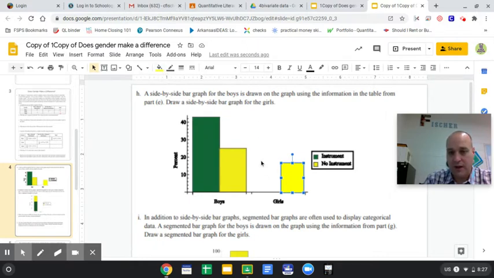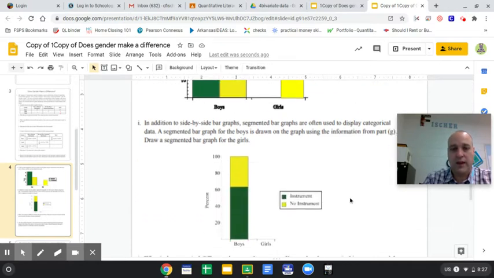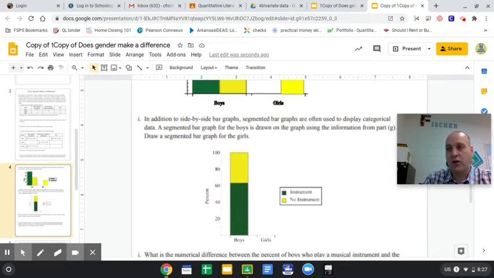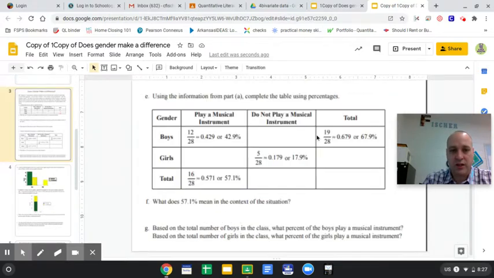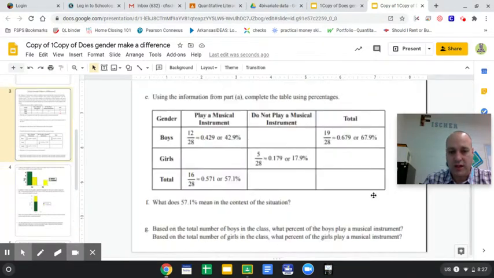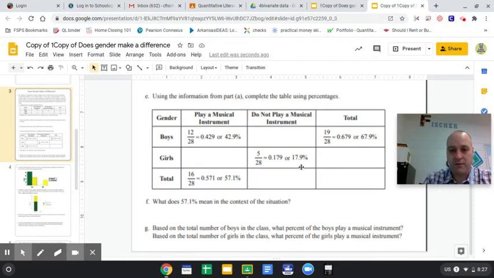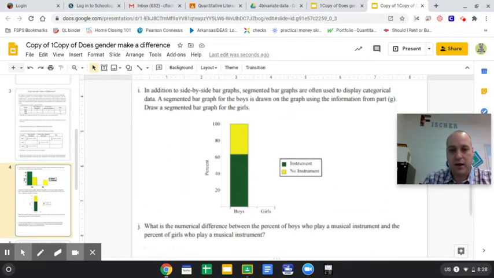Okay? So if we go on, in addition to a side-by-side bar graph, segmented bar graphs are often used to display categorical data. The segment bar graph for the boys is drawn, and from the graph using the information from part G. So now I go to part G for these two answers right here. And then I make a segmented bar graph.